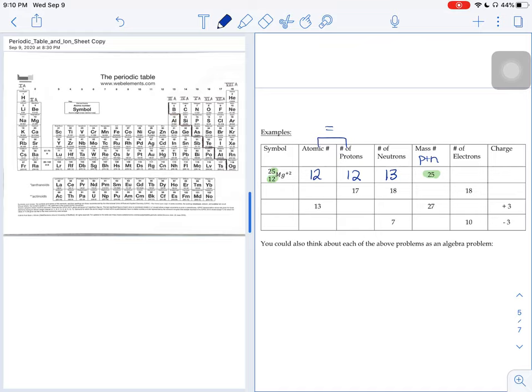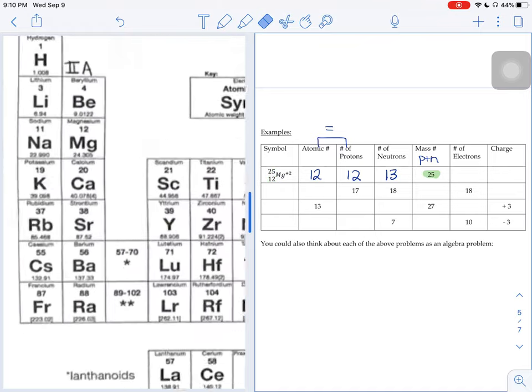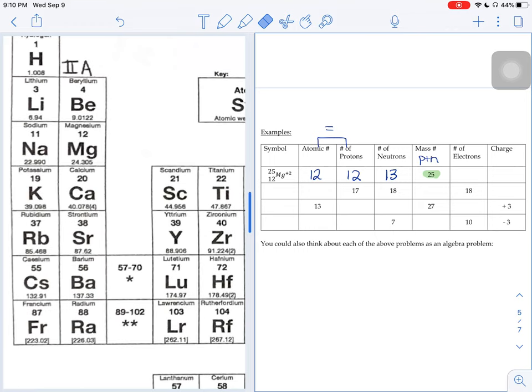So what makes this particular particle of Mg, Mg is magnesium, what makes this guy different is that it also has this little plus 2. The plus 2 tells you the charge of that particular ion. Just so you know, you can write it as plus 2 or 2 plus. Both are considered acceptable. I flip them all the time, so whatever just comes out of your stylus these days is okay.